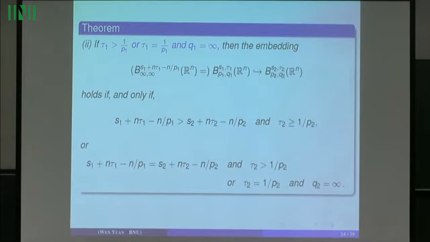Conversely, if the starting space goes back to the classical Besov space, we can also get a necessary and sufficient condition. The condition seems a little more complicated. The embedding is true if and only if we have a similar condition on the smoothness parameter, but we also have an additional requirement on tau2. We need tau2 greater than or equal to 1 over p2, or if it is equal to 1 over p2, then we need q2 equal to infinity. From these results, this means that if the starting function space is a limiting Besov space, then the tau space in some sense is also a limiting case, a big space.